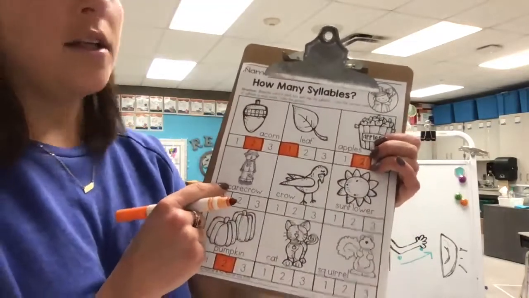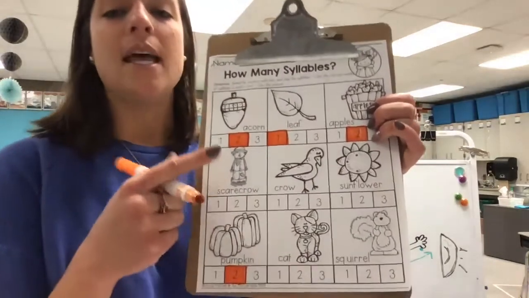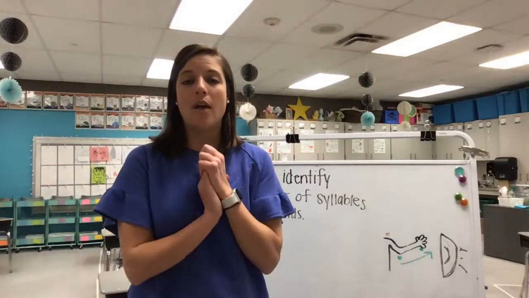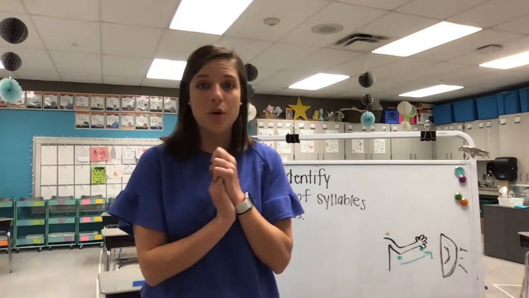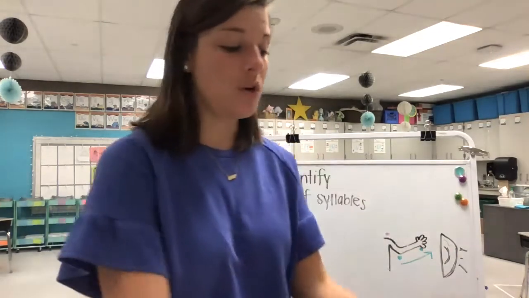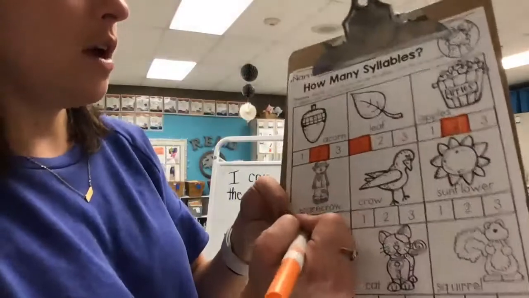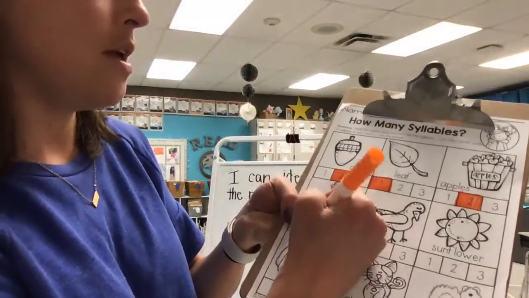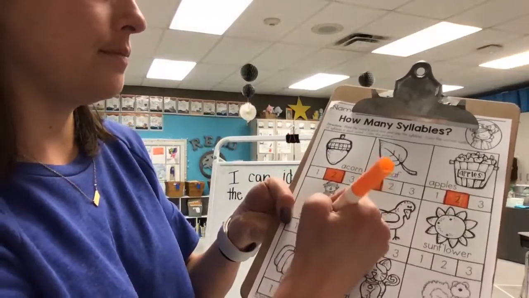Okay. Now let's go over to the next picture. This is scarecrow. Touch your picture and say scarecrow. Good. Let's clap out the word scarecrow. Scarecrow. How many times do we clap? 2. How many syllables? 2. So we're going to frame and color the number 2 to show that 2 parts, 2 syllables make up that word.